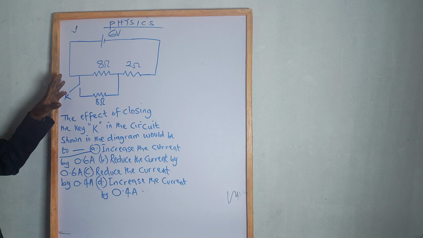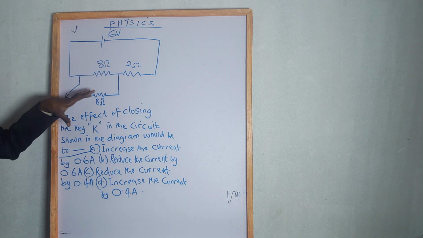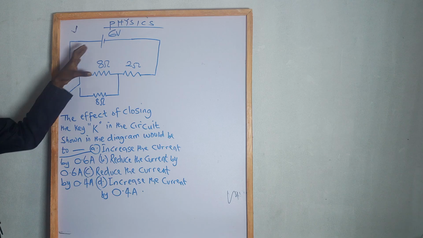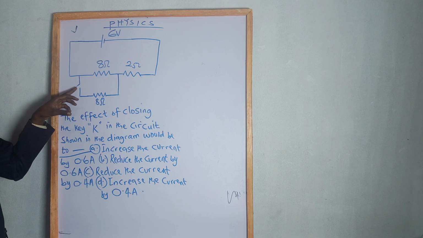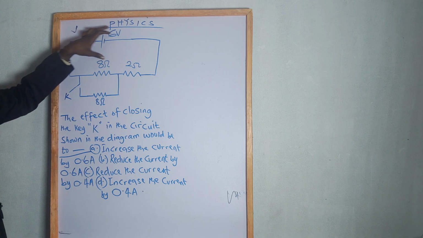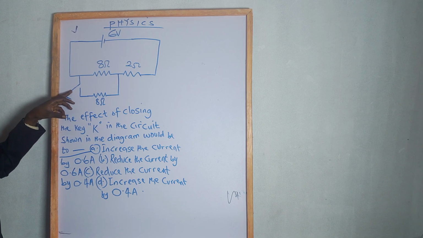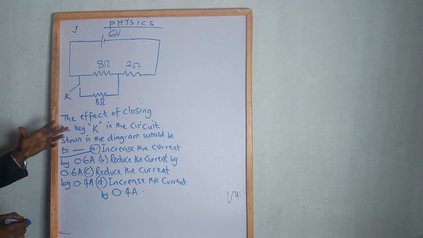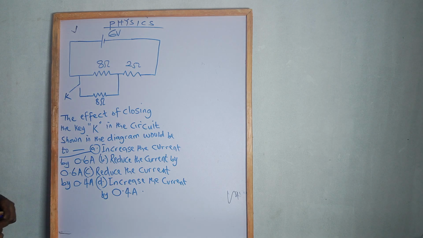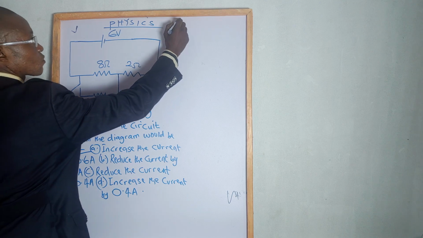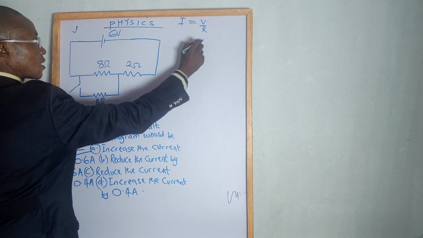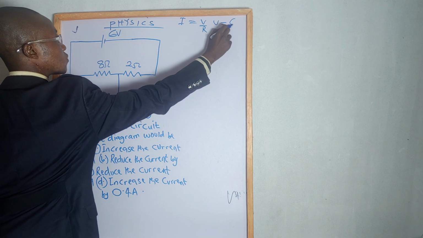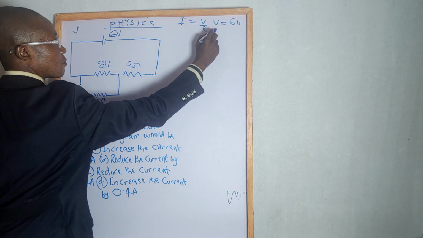For this question, we try to calculate the amount of current that will flow around the circuit if the key is closed. Then we calculate when the key is open, and then we find the difference. The difference will determine our answer. Using Ohm's law, V is equal to IR, so current is equal to V over R. Don't forget, my V is equal to 6 volts. The 6 volts is here.